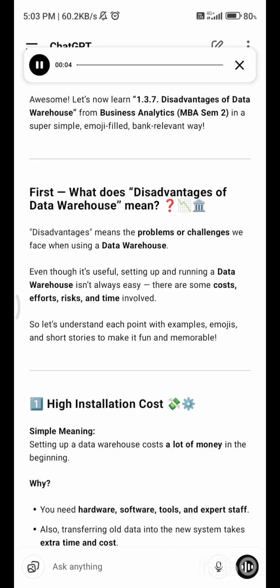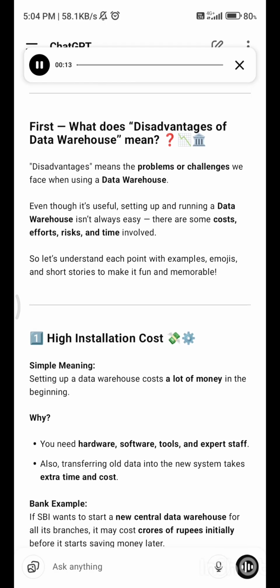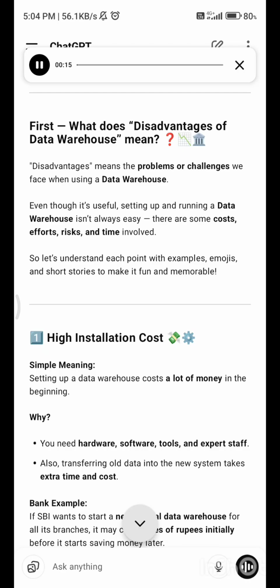Disadvantages of data warehouse from Business Analytics MBA Sem 2 in a super simple, emoji-filled, bank-relevant way. First, what does disadvantages of data warehouse mean? Disadvantages means the problems or challenges we face when using a data warehouse. Even though it's useful, setting up and running a data warehouse isn't always easy. There are some costs, efforts, risks, and time involved. So let's understand each point with examples, emojis, and short stories to make it fun and memorable.